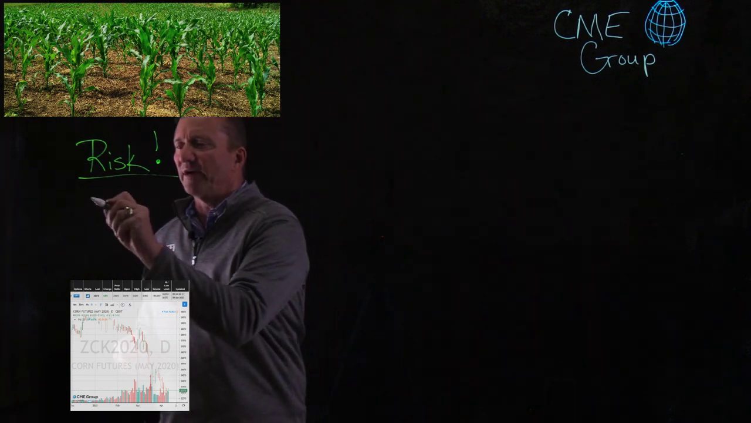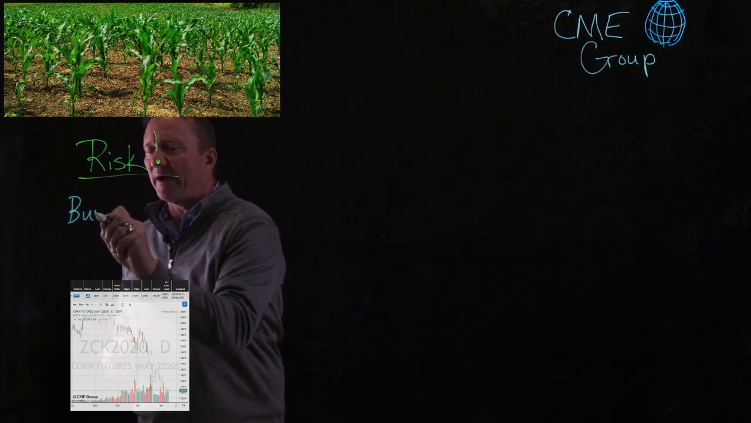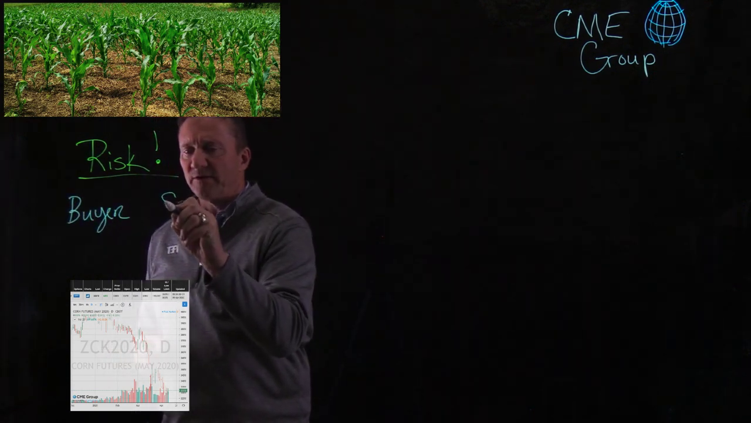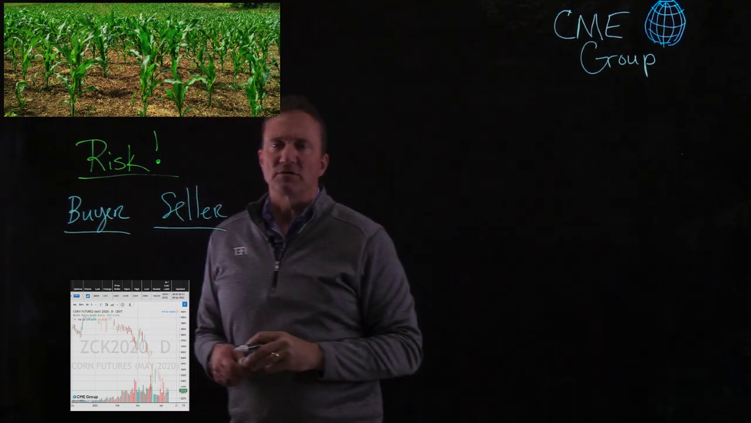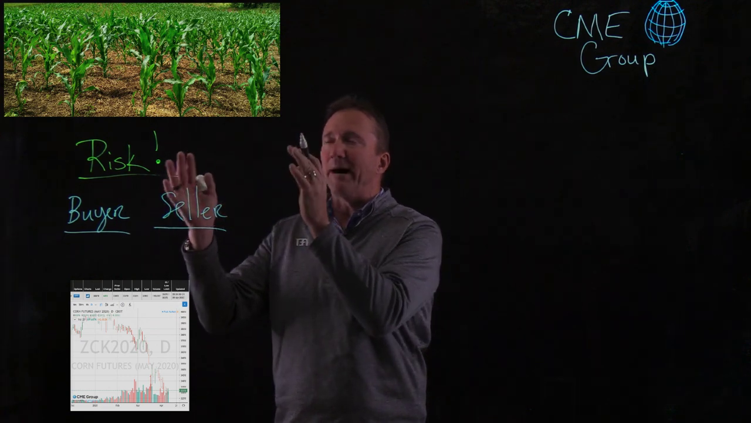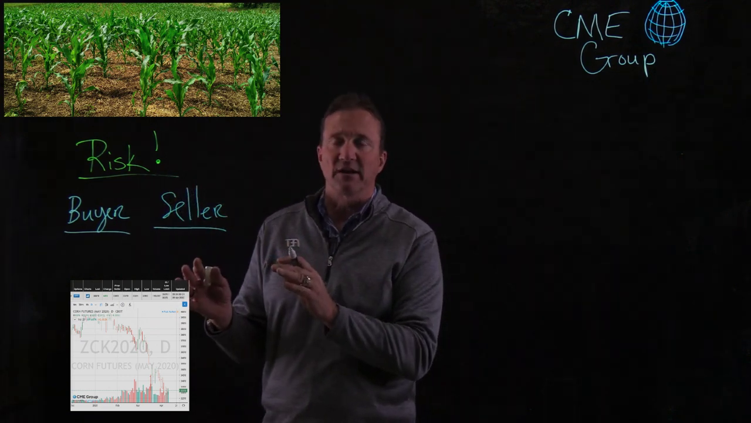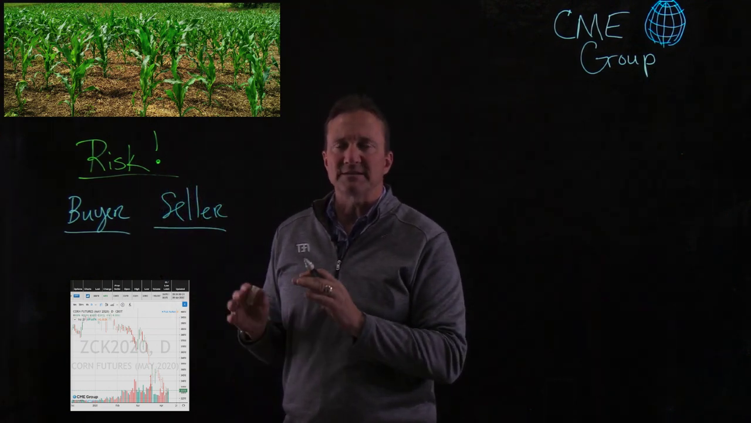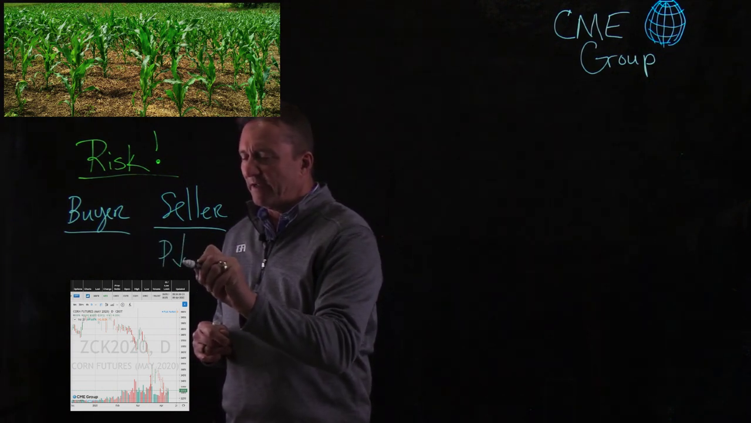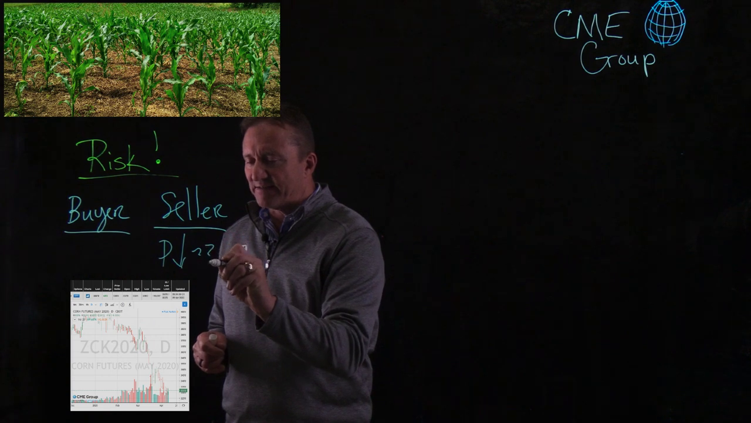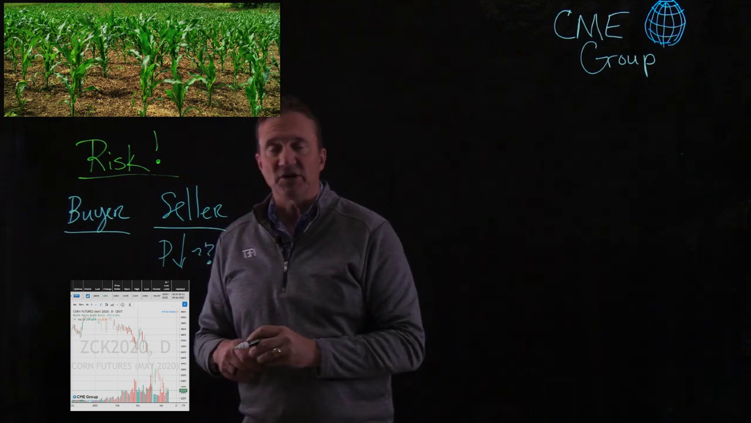Well, remember, we've got two players. We've got a buyer and we've got a seller. And those are the two folks that are in the market. Let's start with the seller. I've got this corn growing in the field. What is the seller worried about? Well, they're worried about the price going down. That is their big concern, right?